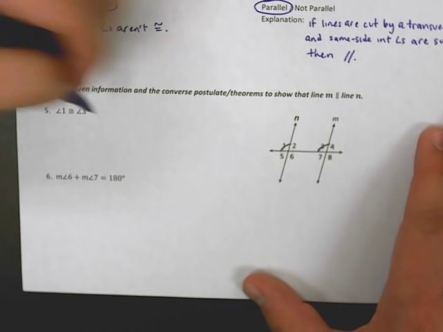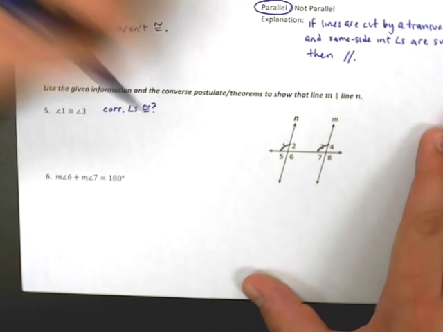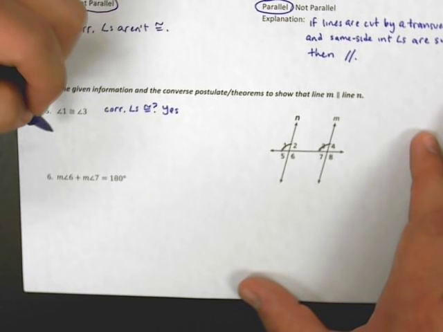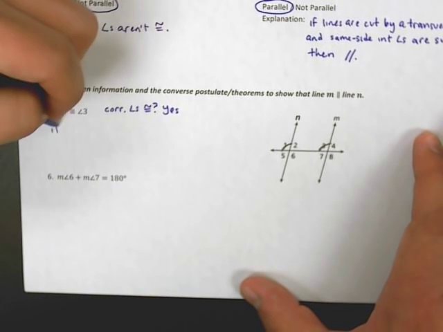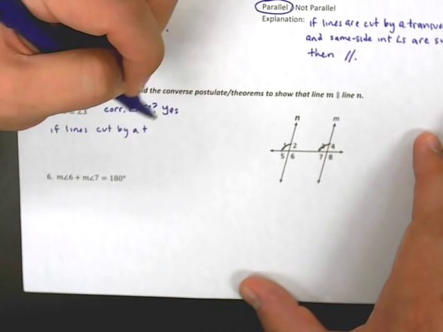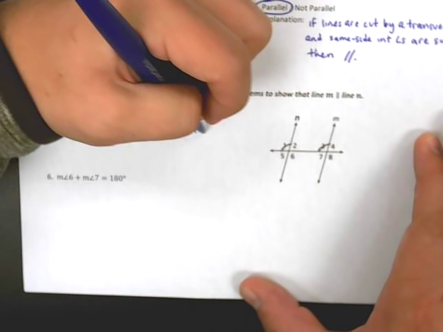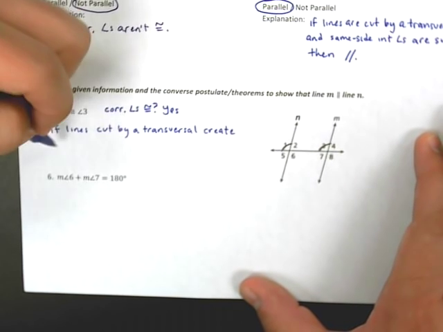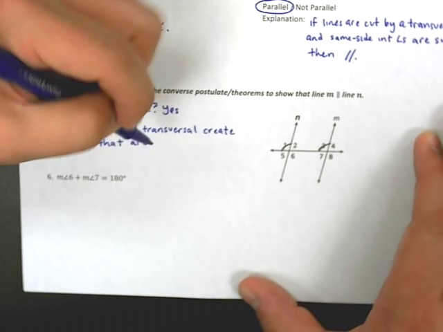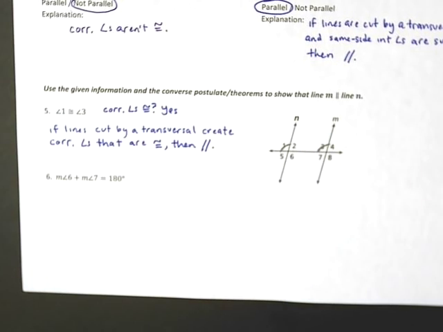And what should be true? Corresponding angles should be congruent. Are they? Yes, it tells us. So yes, we're good. Now we just need to write the explanation. So if lines cut by a transversal create corresponding angles that are congruent, then parallel. Okay?